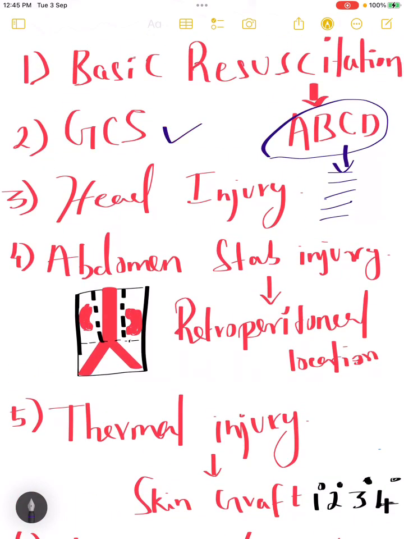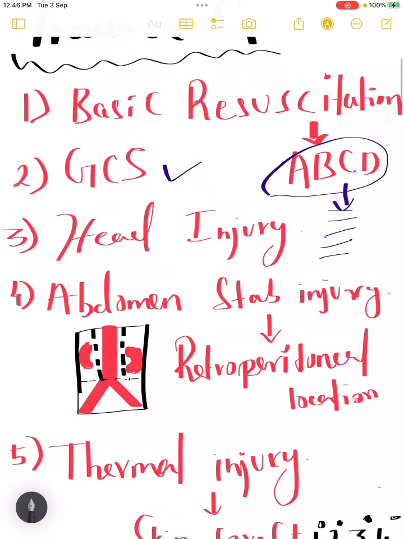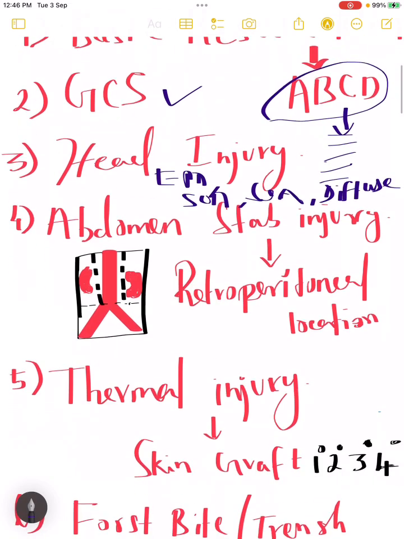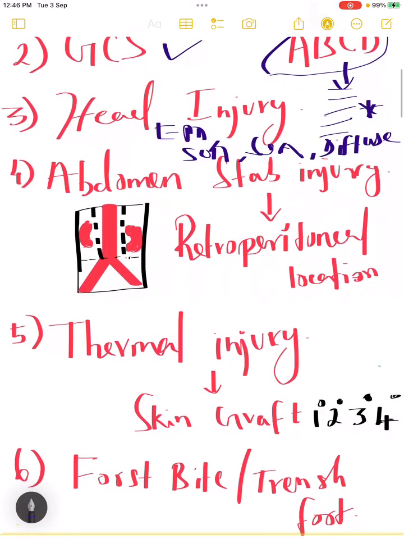Then Glasgow Coma Scale, as you all know, is very important. And head injury, particularly epidural hematoma, subdural, subarachnoid, and diffuse axonal injury. These are the important topics from head injury, so don't forget to study them. Diffuse axonal injury is quite important. In recent exam papers there are a lot more questions from diffuse axonal injury, so study that too.